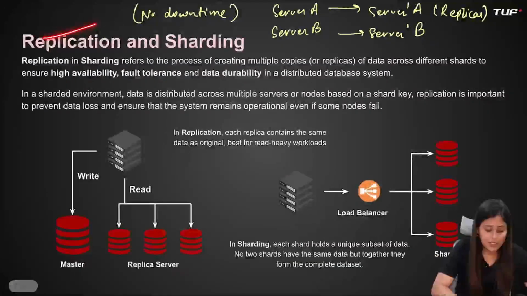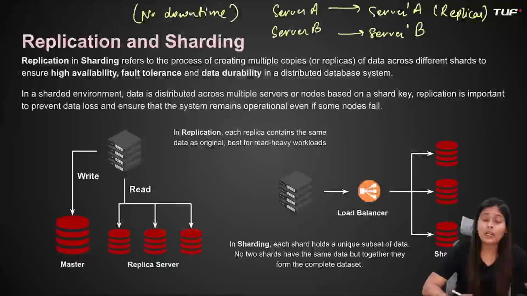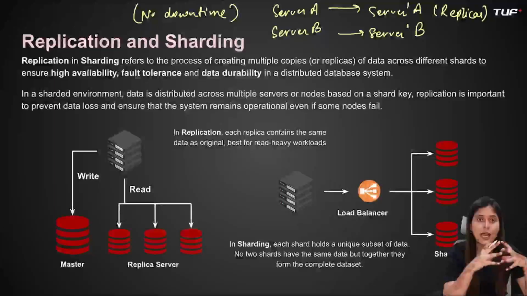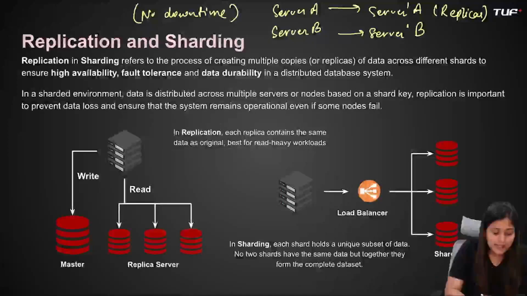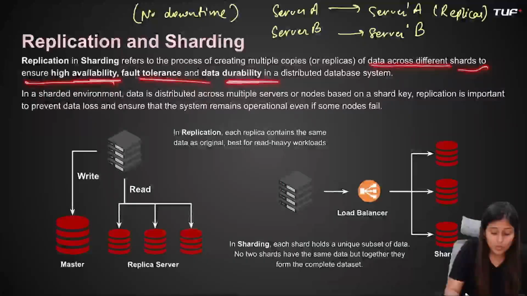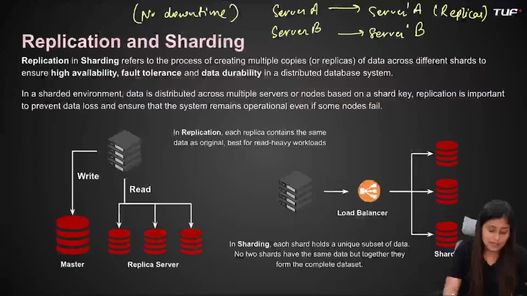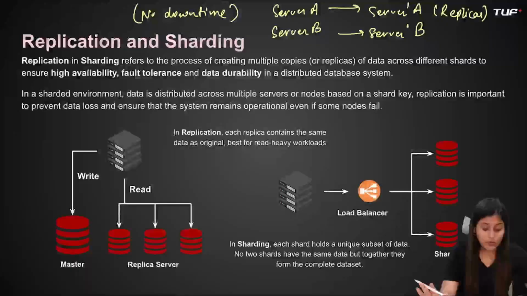Next is replication. Replication is nothing but keeping duplicate data already stored such that it will serve the customer's request, especially when a server goes down, right? So replication in sharding refers to the process of creating multiple copies, which are replicas, of data across different shards to ensure high availability, fault tolerance, and data durability in a distributed database system. That's what it's all about, keeping and saving a replica of the database so that the data will be served 24 hours, even if the server goes down, right?